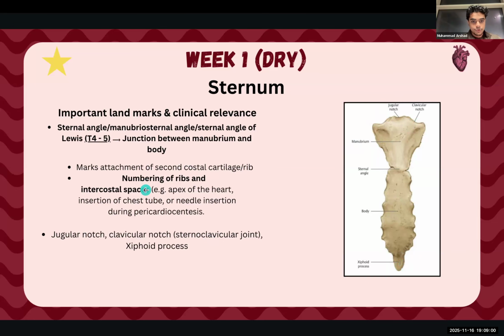By the way, guys, the bold here just means it's high yield, but you guys should know everything on the slide. And the same thing goes for the star. If you see a slide without a star, you should still know it.